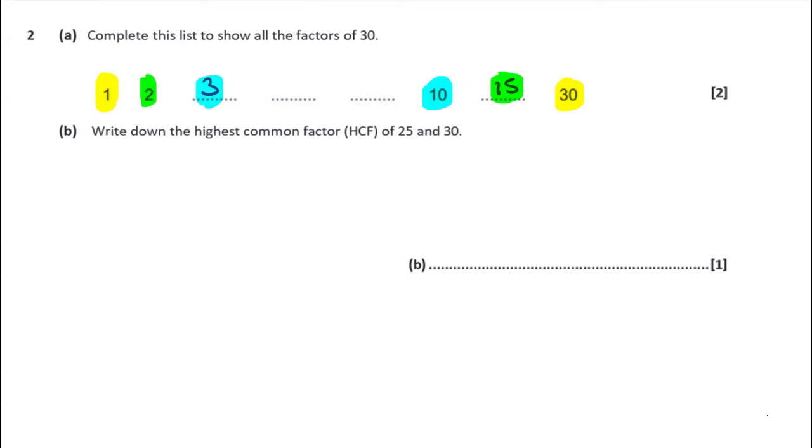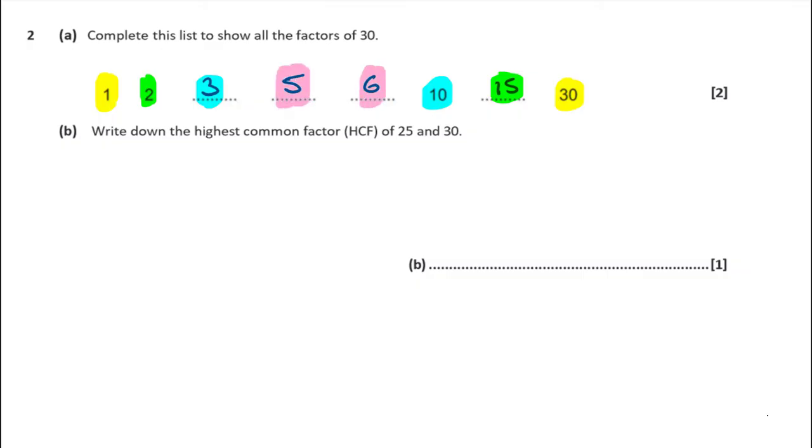So these two go together. And then I've got one more pair to find in the middle. Well, 6 and 5, is it? 5 and 6, I think. 5 goes with 6. 5 times 6 is 30. So again, I've got one more factor pair in the middle.